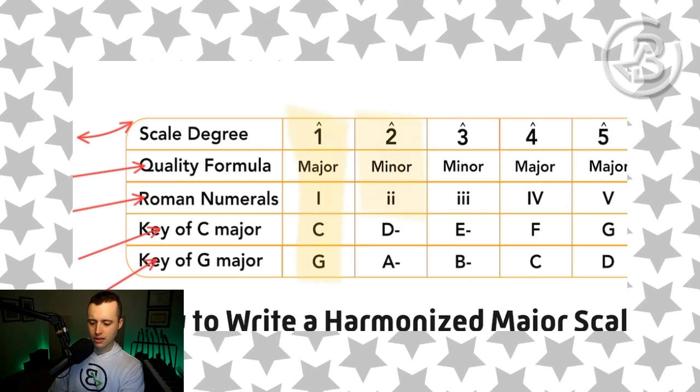Let's look at scale degree 2. So for scale degree 2, we know the quality is going to be minor. It doesn't matter what scale we are using to harmonize. The triad that is built on scale degree 2 is always going to be minor. So we can see here that in the key of C major, scale degree 2 is D, and we'd have a D minor. In the key of G major, scale degree 2 would be A, so we have A minor.